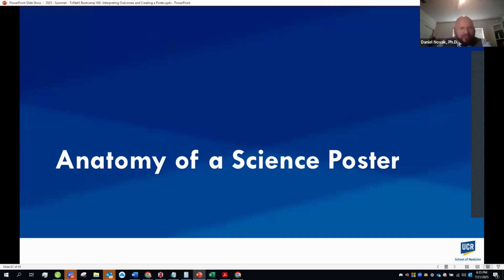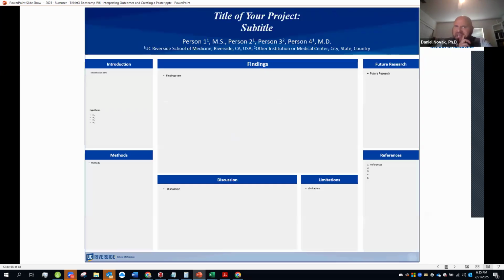So I want to share those examples because one of the last things we're going to look at in this series is the anatomy of a science poster. And a lot of this is for medical students who've never made one of these before and are not familiar with it.